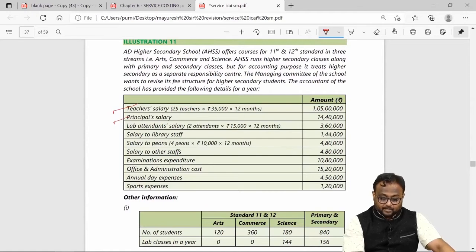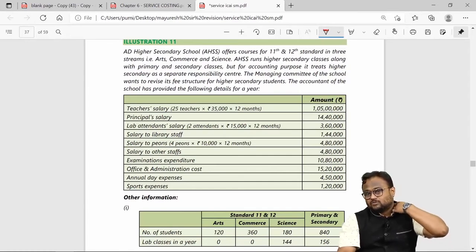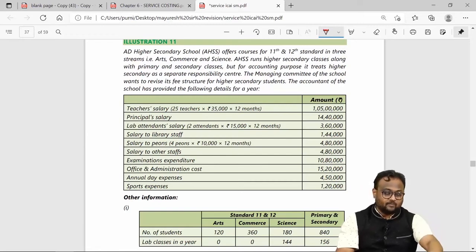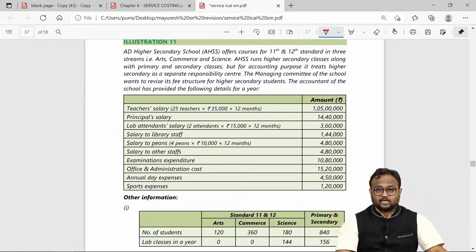principal salary, which was pretty simple. See, as far as peons are concerned, out of 4 peons, one is totally dedicated to higher secondary, that means arts, science and commerce. Primary and secondary is school level, higher secondary is arts, science and commerce. So out of 4,80,000 which is paid to 4 peons, the salary of one peon will be 1,20,000. That will be the total salary for arts, science and commerce collectively.